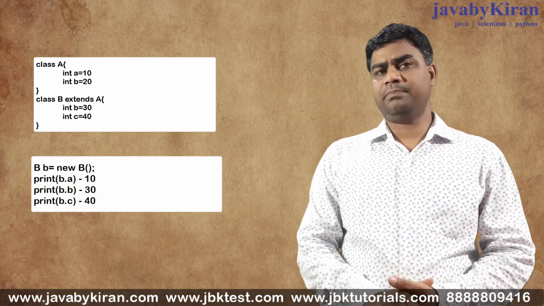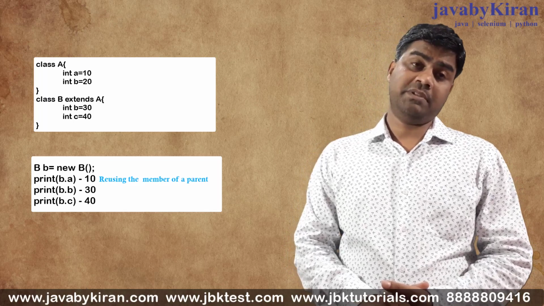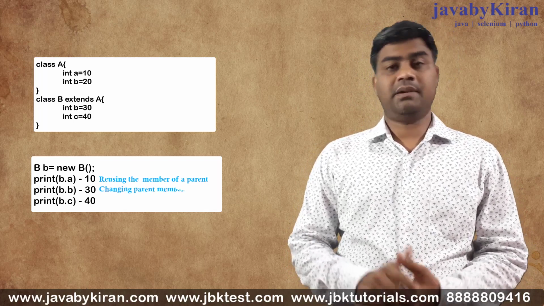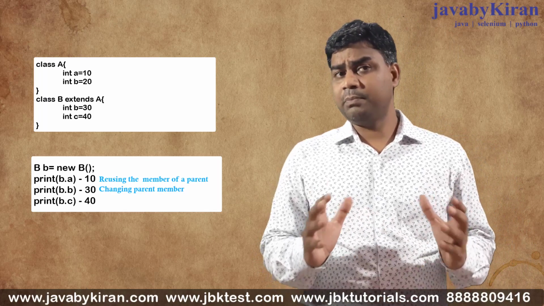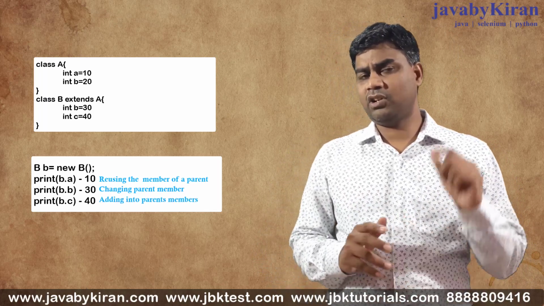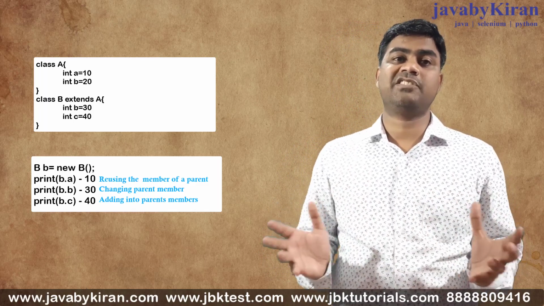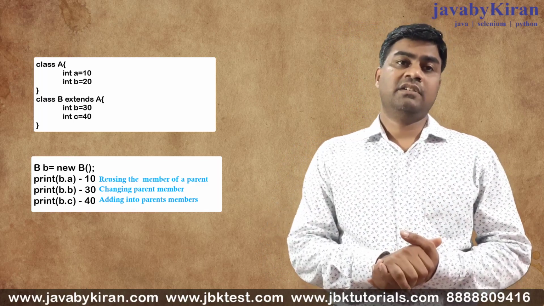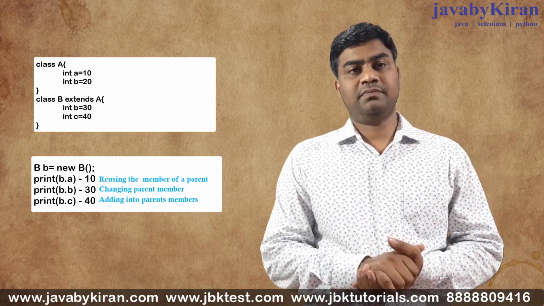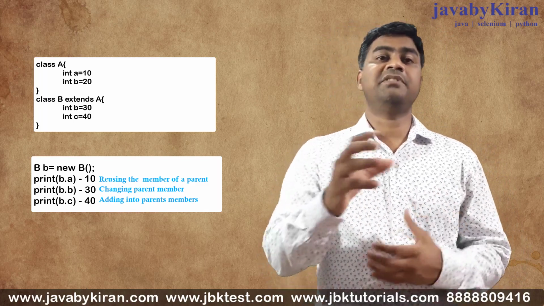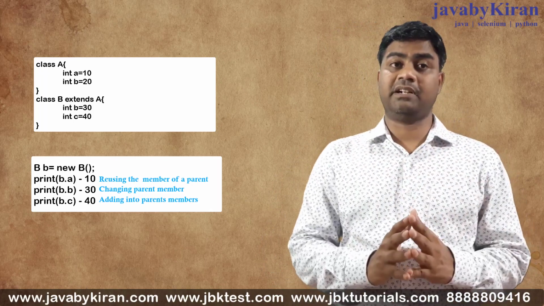Now what will happen here? b.a will give the answer 10, b.b will give 30, and b.c will give 40. Observe b.b. What has happened here? It's not giving 20, it's giving you 30. That means it is changing features of the parent class. b.a means reusing parent members. b.c means adding a feature into the parent class without disturbing it, without affecting the parent class.